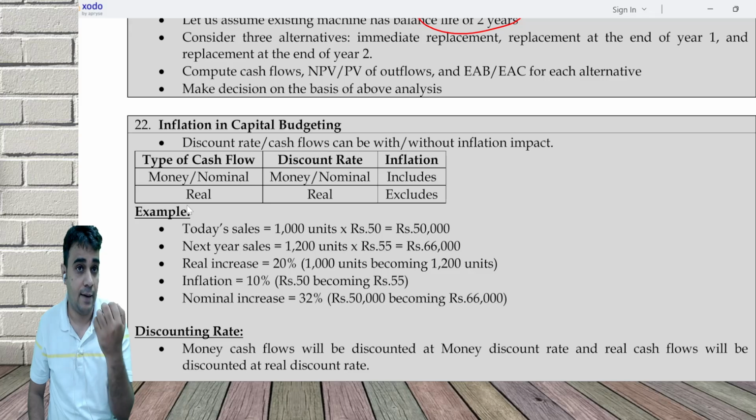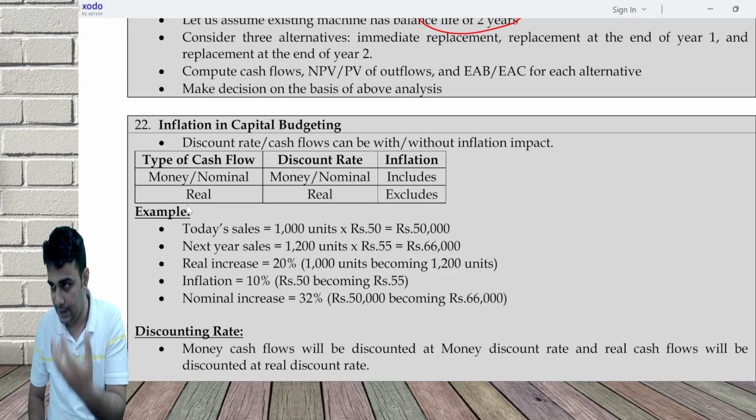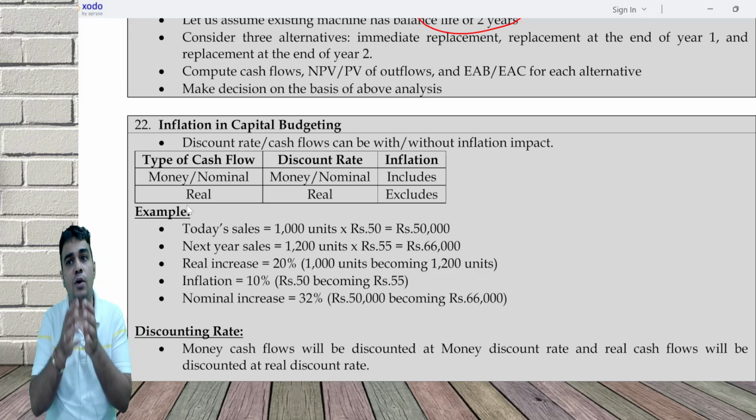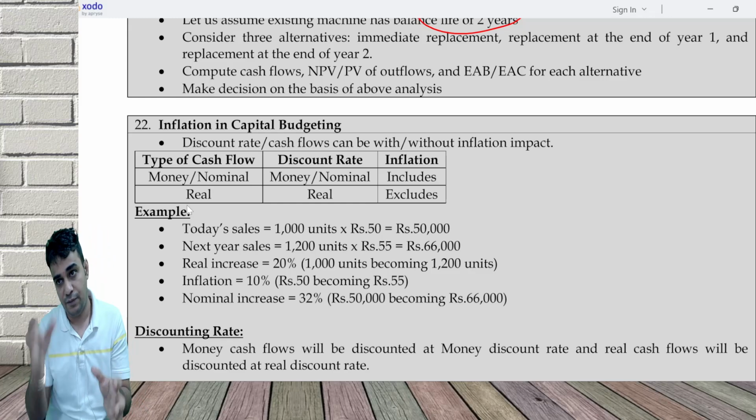Revenues today can be 1 lakh. Every year revenue will keep going up. One, because I increase price. Second, because of inflation. So my cash flows can be with inflation, or cash flows can be without inflation.